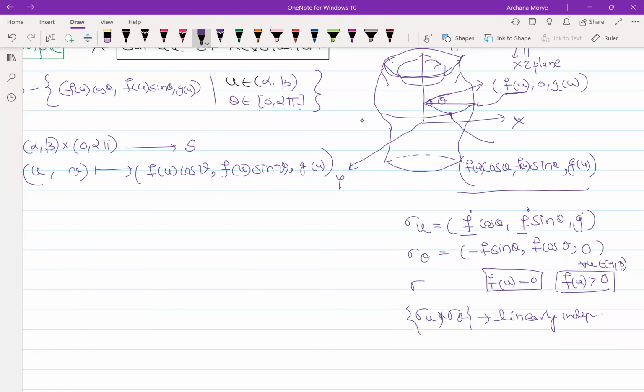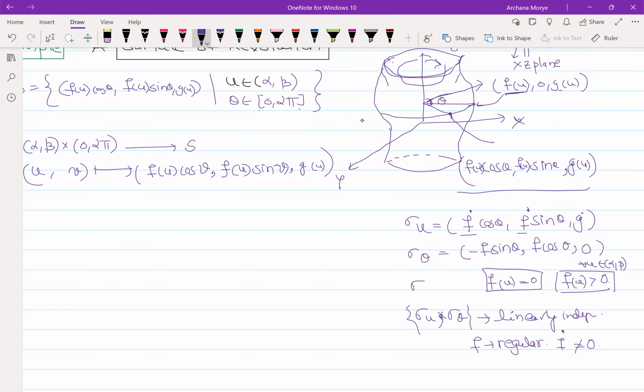Another thing we need is f to be regular. Do you remember the meaning of a curve being regular? That means we want f dot also not equal to 0. These are the two conditions which we'll put. We will ask that we want this.